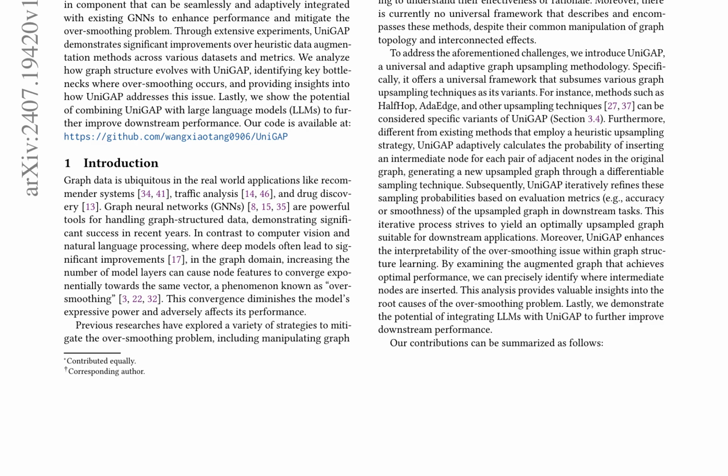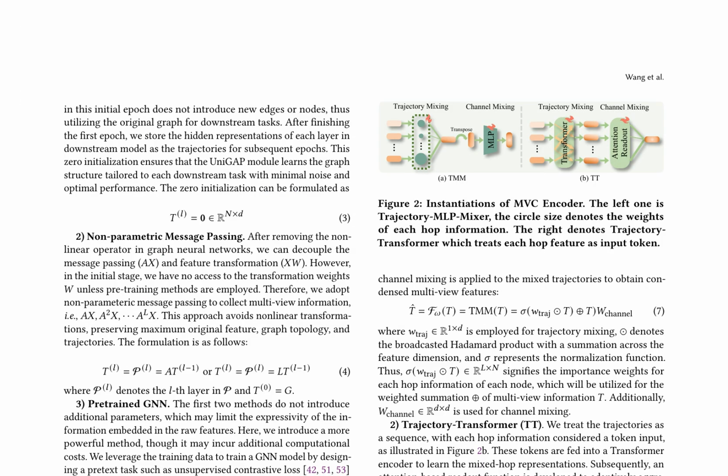UniGAP is a universal and adaptive graph upsampling method that offers a universal framework for graph upsampling, encompassing most current methods as variants. Unlike existing methods that employ heuristic upsampling strategies, UniGAP adaptively calculates the probability of inserting an intermediate node for each pair of adjacent nodes in the original graph, generating a new upsampled graph through a differentiable sampling technique. Subsequently, UniGAP iteratively refines these sampling probabilities based on evaluation metrics, e.g., accuracy or smoothness, of the upsampled graph in downstream tasks. This iterative process strives to yield an optimally upsampled graph suitable for downstream applications.